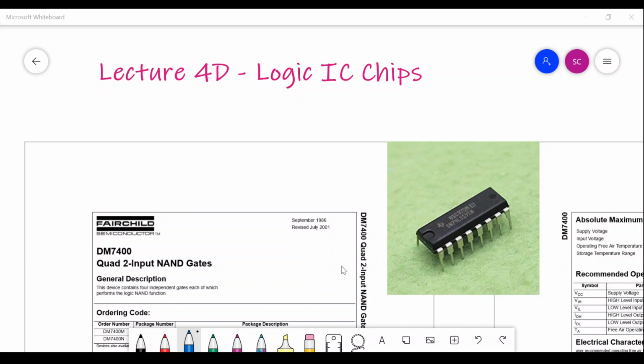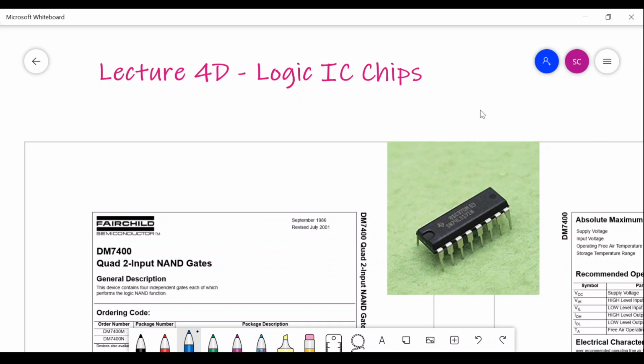Welcome to the last part of our lecture in this series, and here we would wrap up the discussion on logic gates and their physical electronic implementation, which is through the transistors. So we would finish this up with an introduction to something called the logic IC chips.